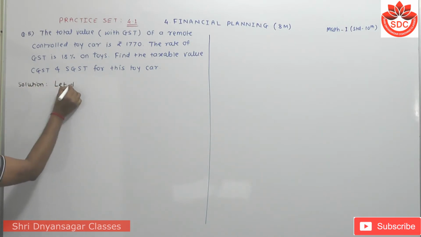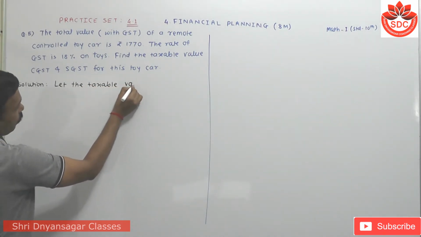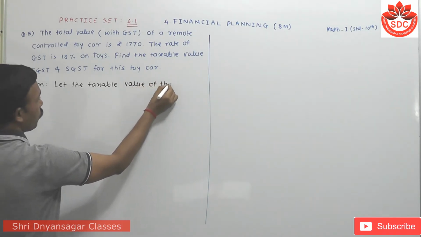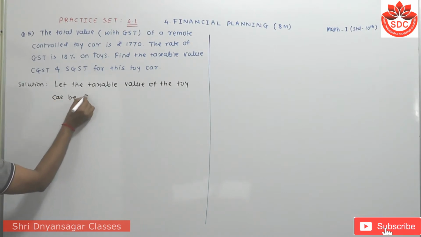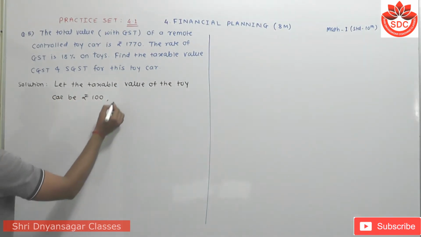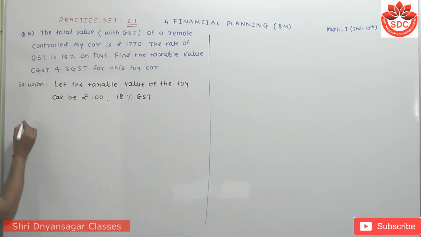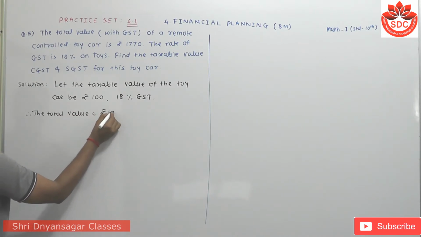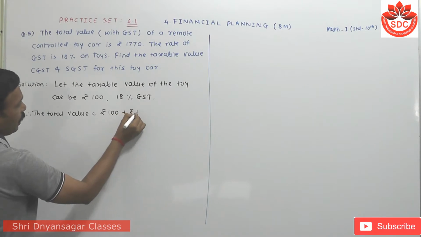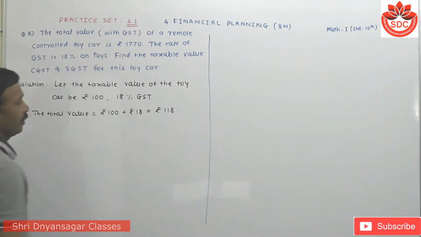Its solution is: let the taxable value of the toy car be rupees 100, and here is 18% GST. Therefore, the total value is equal to rupees 100 plus rupees 18, that is 118.